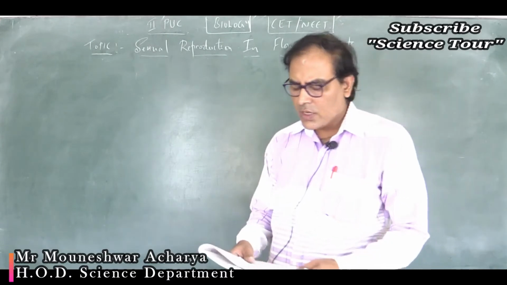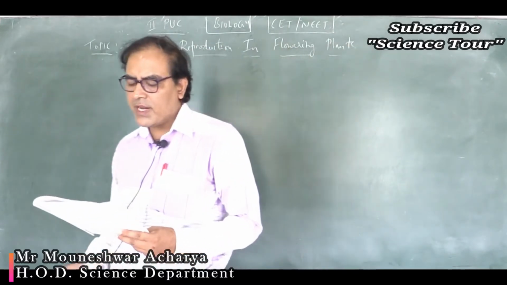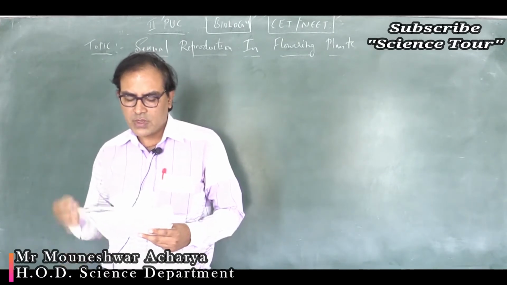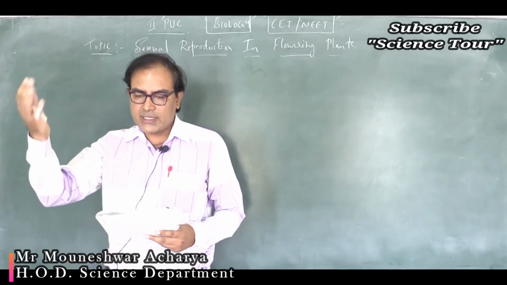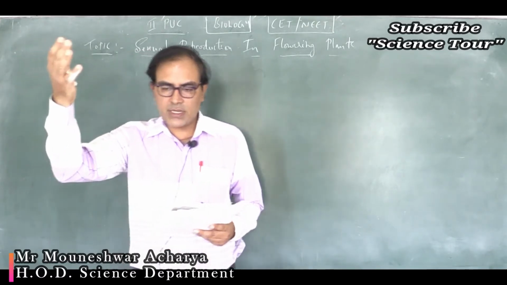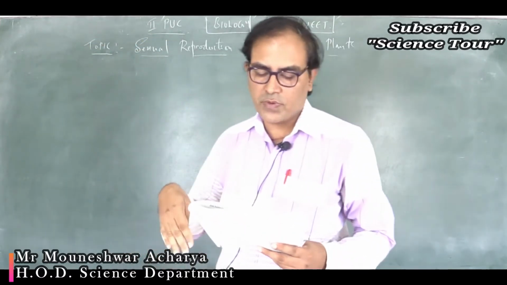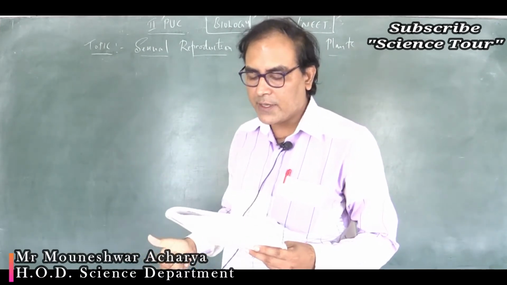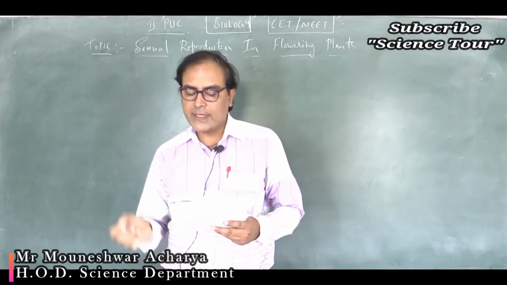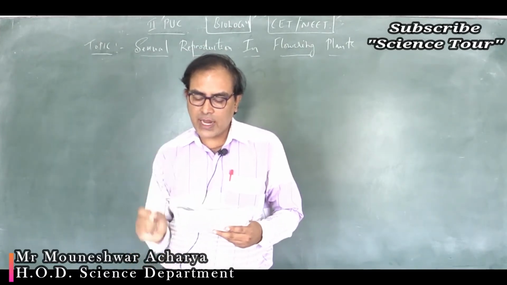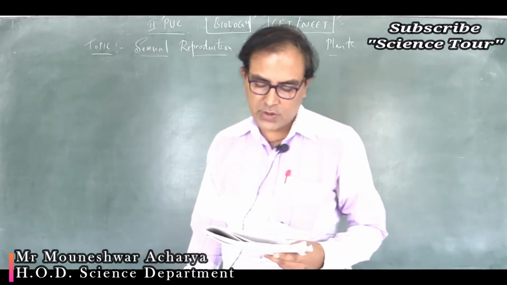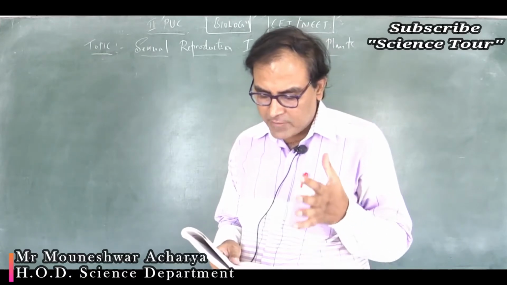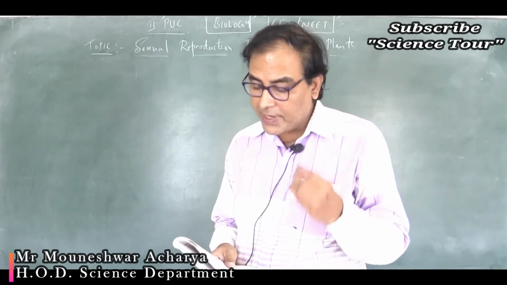Let's move to number 50. Proximal end of the filament of the stamen is attached to... Proximal end and distal end. Distal end is the ultimate end. Proximal end comes before. So that end of the filament of the stamen is attached to what? 1 anther, 2 connective, 3 placenta, 4 thalamus or the petal. Proximal end of the stamen, the filament of the stamen.